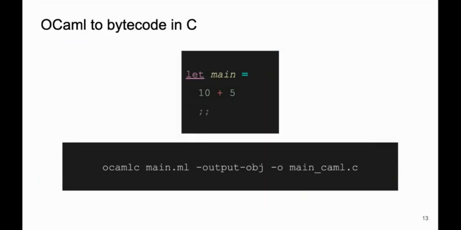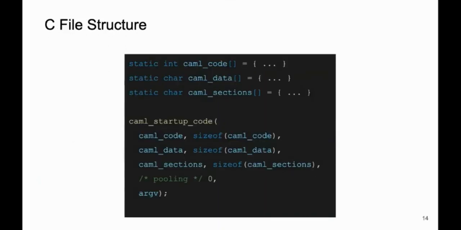So an example of going through the pipeline: we have our nice, simple OCaml program, and we want to compile it to bytecode and then dump it to C. And it's a very simple command line execution to do this. What this produces is a C file, and this is some of the structure of that. You can see that we have our arrays of code and data sections, and then we have a call into the entry point of the OCaml runtime where we pass in that data. This does the required runtime initialization and then starts the interpreter running on the code.